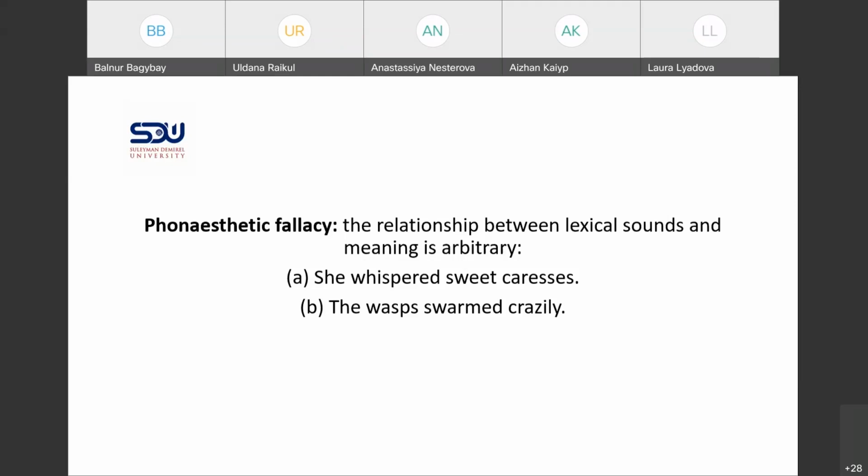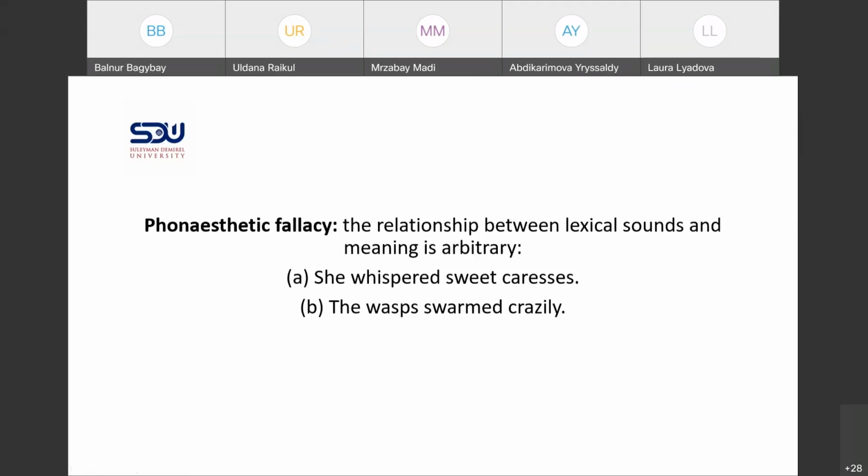Okay, who would be so kind to read examples A and B? My dear, could you please read it for us? Yes. She whispered sweet caresses. The wasp swarmed crazily. Okay, guys, do you see here any similarity in sound? Whispered, sweet.